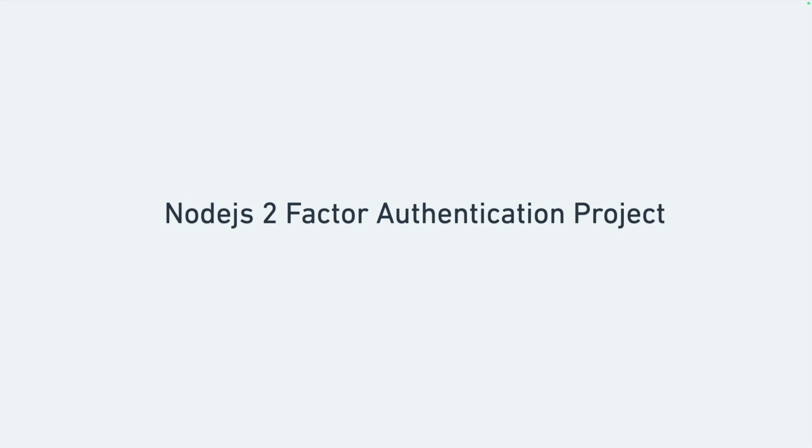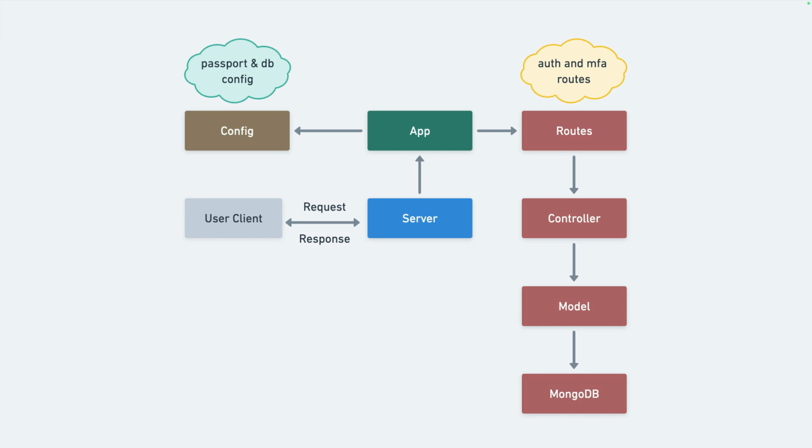Alright guys, before we jump to Visual Studio Code and start building our project, we will go through some slides and understand how our project structure will look like, what the two-factor authentication is that we are building here, and what the different routes are that we have to build. So we will first start with our application structure. This is how our application structure will look like.